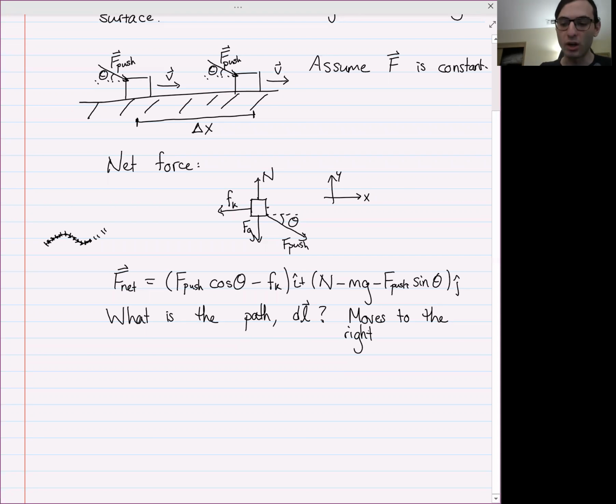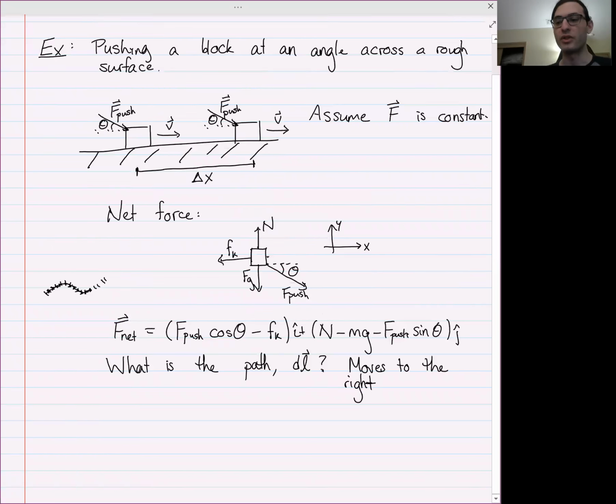So in this case, we know it moves to the right. So the direction that the step should go in should be to the right. That implies that DL points in the I hat direction. Now the length of it, it doesn't really matter what we call it. It's some infinitesimal thing. Let's just call it dx. So this would be dx in the I hat direction.